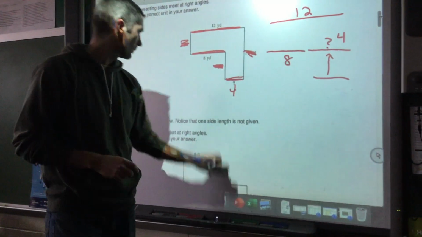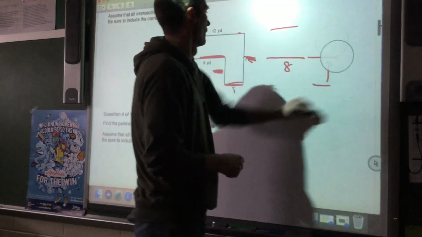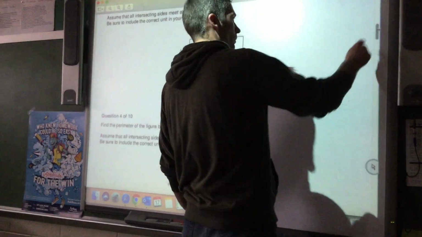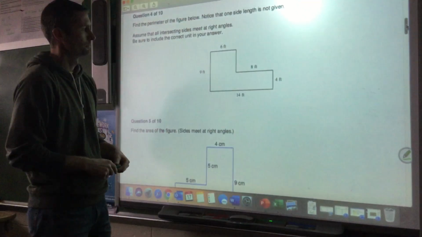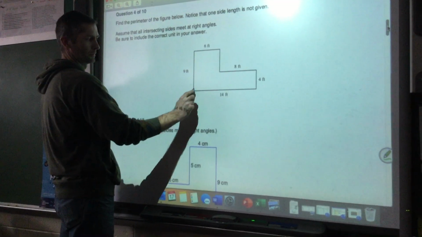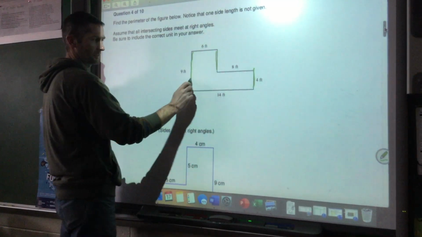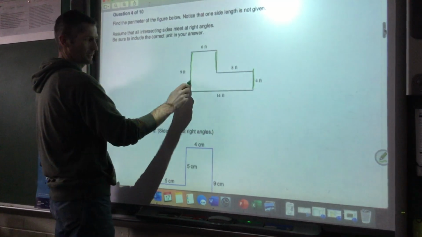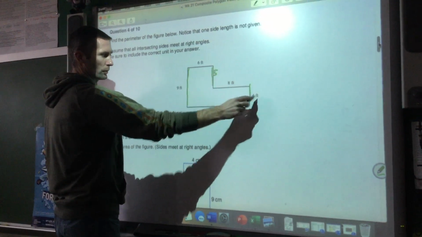Okay. The next one does the same thing, but now it wants to find the perimeter. So to find the perimeter, we're missing this right here, the two that are parallel. We have 9, we have 4, and we've got to figure out what this is. Well, this plus this is this. Something plus 4 is 9, 5. 5 plus 4 is 9.